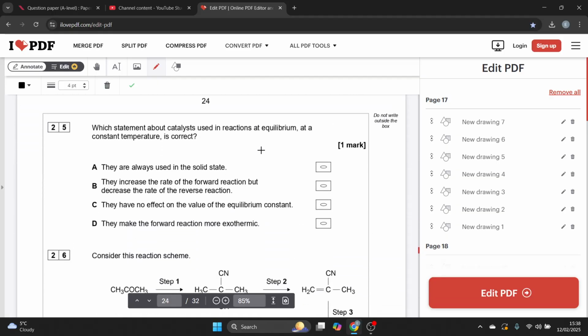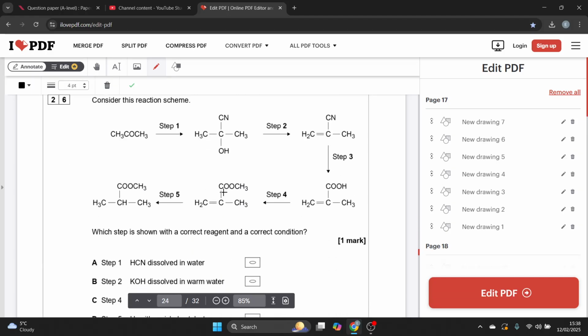Which statement about catalysts in reactions at equilibrium at constant temperature is correct? They are always in the solid state. They increase the rate of forward reaction but decrease the rate of reverse reaction. No, definitely not that. They have no effect on the value of the equilibrium constant. Boom, that's immediately correct. I already know that. They're always in the solid state? No, that's not true. Making the forward reaction exothermic? No.